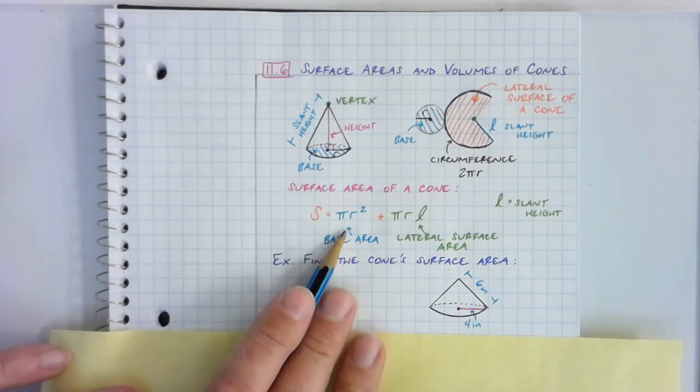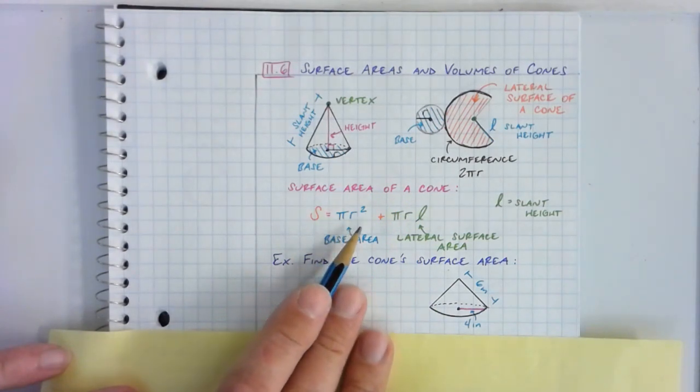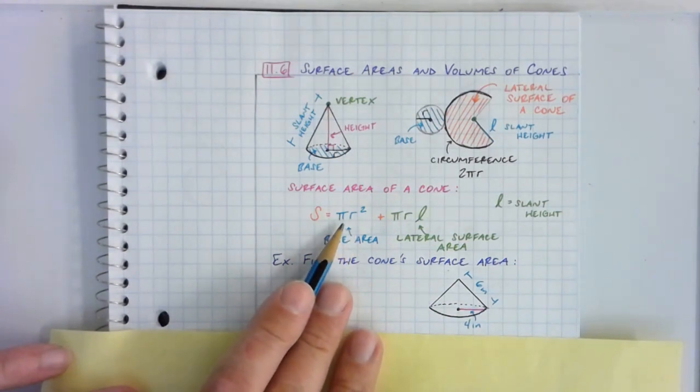So in my surface area formula, this first piece right here is the area of that base. Had I been unraveling a pyramid, it would be the area of whatever polygon was that base. Okay, so this first piece of the formula for surface area is just that area of the base. This happens to be a circle, pi r squared.